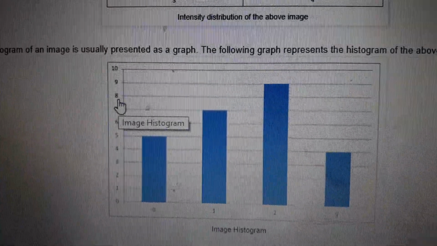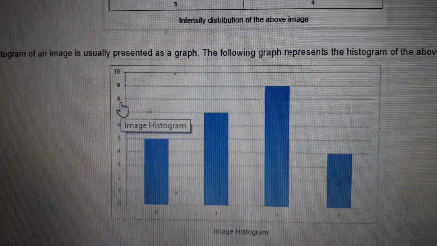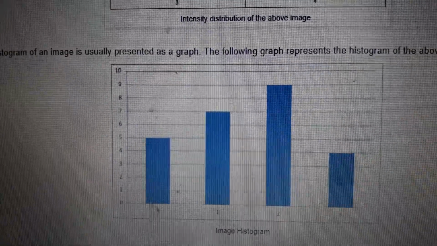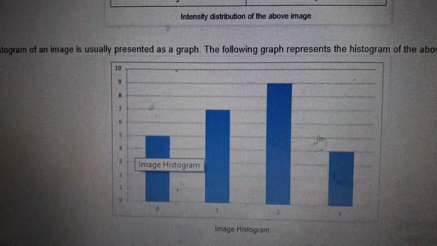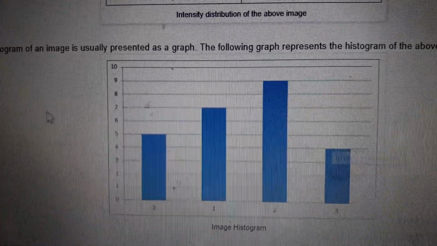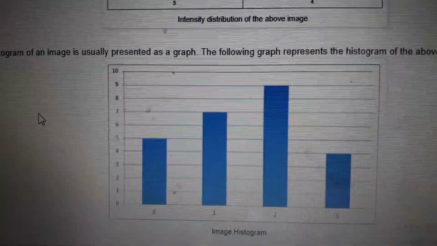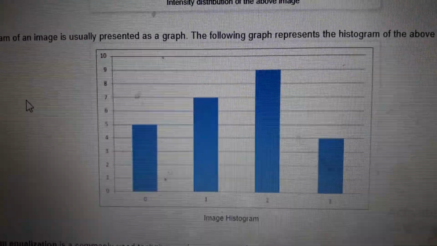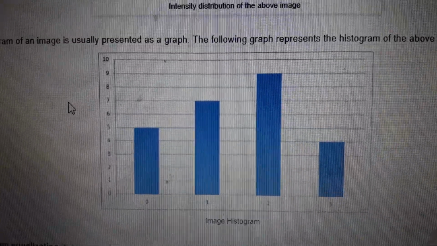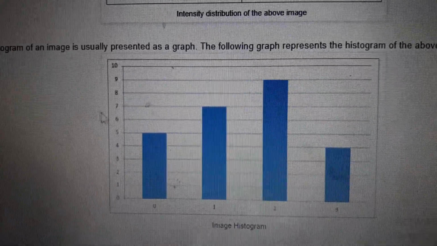It is a simple histogram graph, where for 0 the number of values is 5, and so on for the others. Now, coming to the picture of equalization, we are about to see histogram equalization.